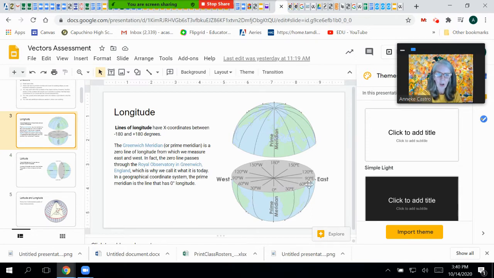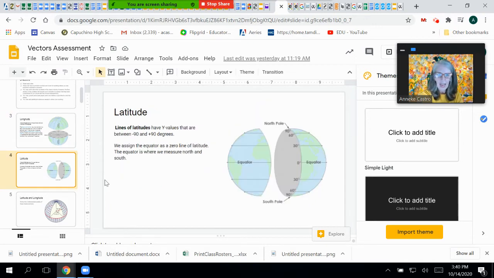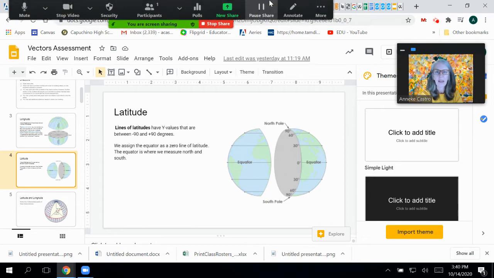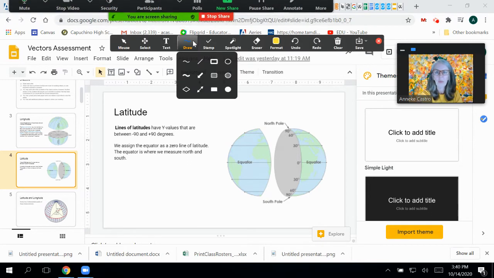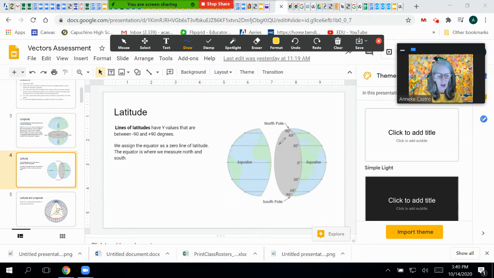as you go counterclockwise around the equator. Okay, that's our longitude. Our latitude, on the other hand, is as you go counterclockwise from the equator towards the North Pole. So let me annotate this, if I can get my annotation tools.